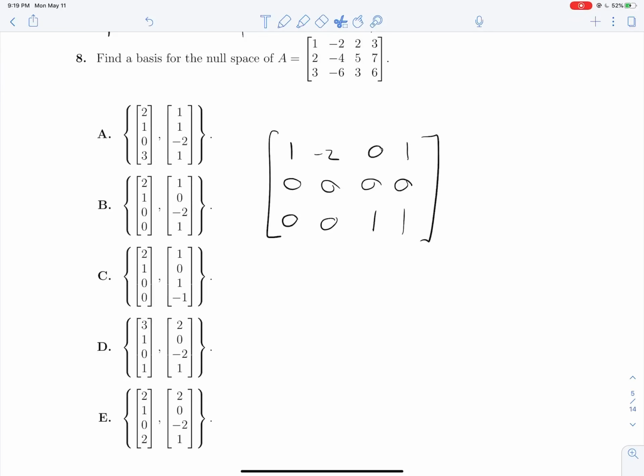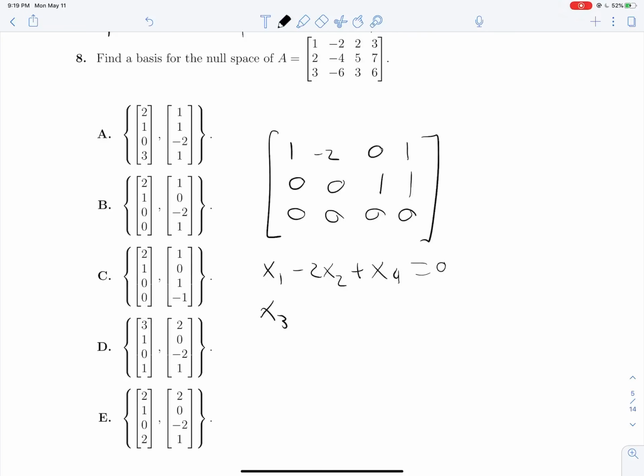So there we go. If I rearrange this a little bit into echelon form, actually it's reduced echelon form, we have our row reduced version of A, which is awesome. Let's write these out in equations. We have x1 minus 2 x2 plus x4 is equal to 0, and x3 plus x4 is equal to 0.